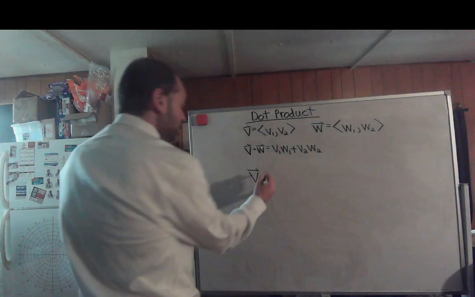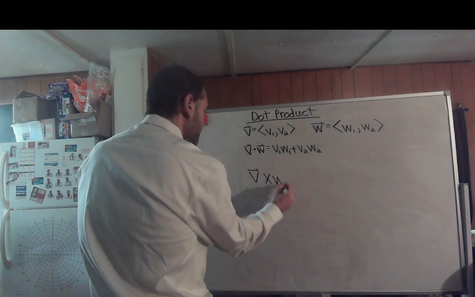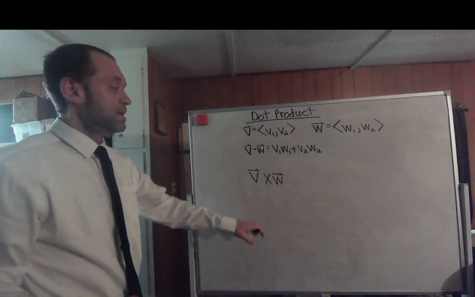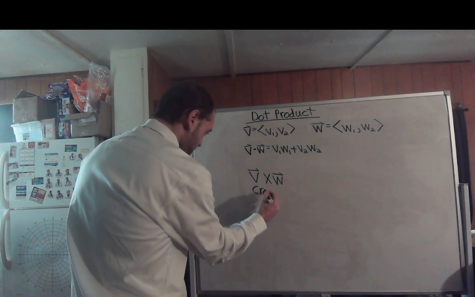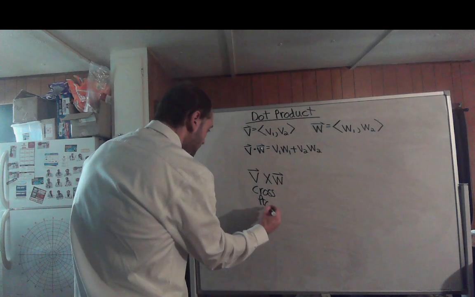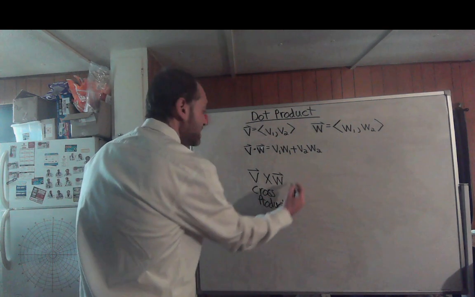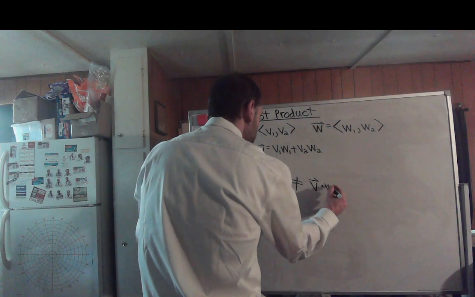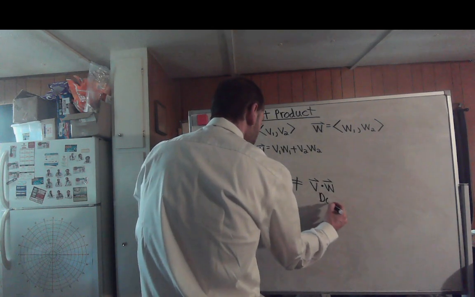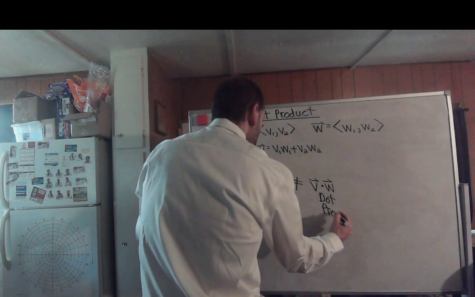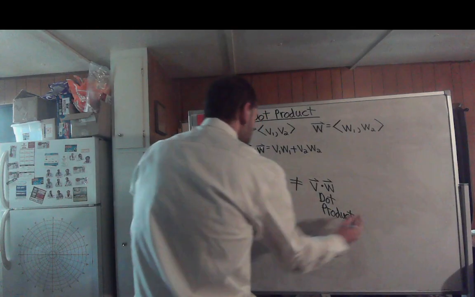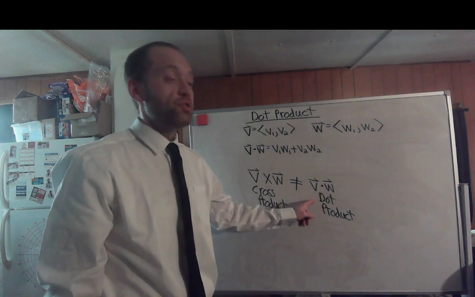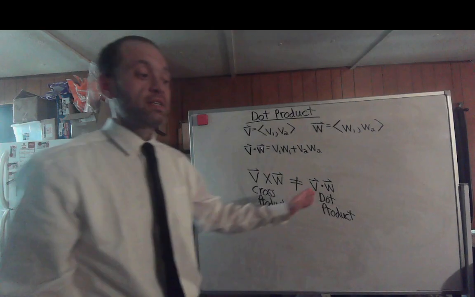In future lessons, not today, there's something called the cross product, which looks like true multiplication, vector v times w. That is called the cross product. I would like to specify that that is not equal to the dot product. Not at all, not by a long shot. Because when you take a cross product, you get another vector. When you take the dot product, your goal is to get a scalar or a constant.